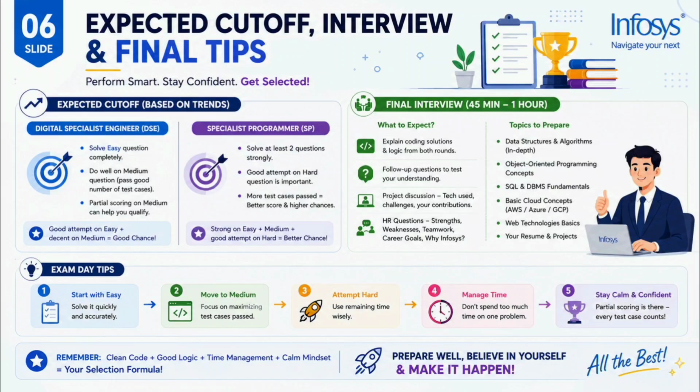For the DSE role, if you can solve an easy question completely and perform reasonably well on the medium question by passing a good number of test cases, you have a good chance of getting shortlisted. Even partial scoring on a medium question can make a difference. If you are targeting the SP role, the expectations are naturally higher. You should aim to solve at least 2 coding questions with a strong performance, including a good attempt on the hard question. The more test cases your solution passes, the better your chances of moving forward.